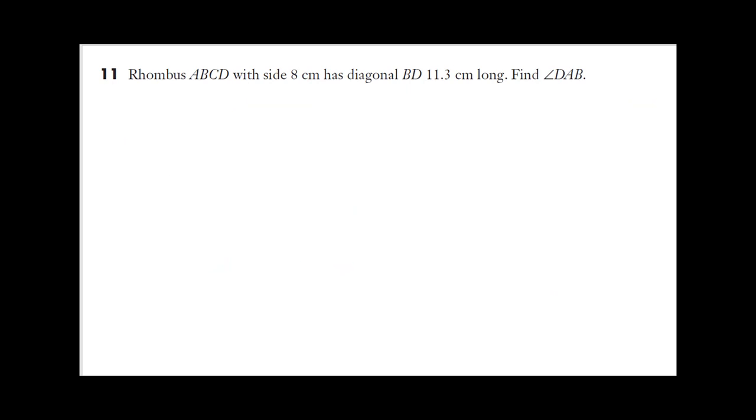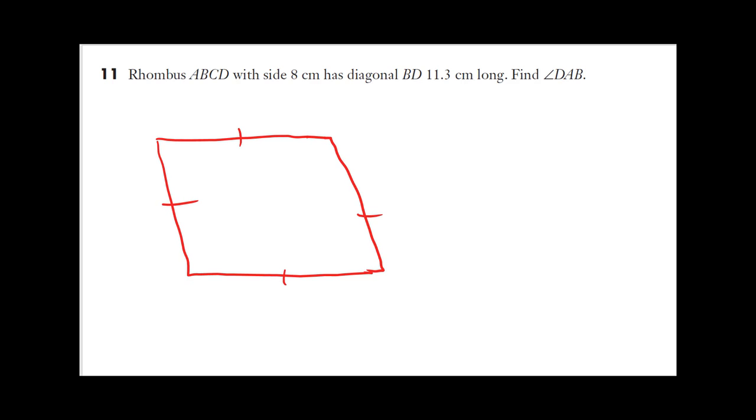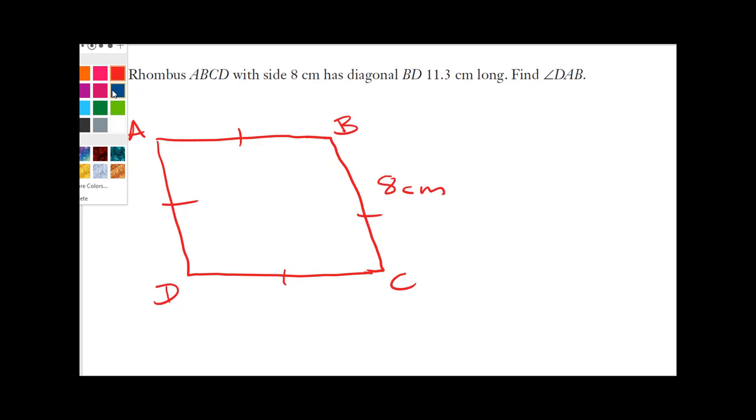On to the last question. A rhombus, A, B, C, D. Okay, so a rhombus is just a square without the right angles, just tilted slightly. All sides are the same, 8 centimetre sides. I'll go ahead and label A, B, C and D. And BD is 11.3. Find D, A, B.